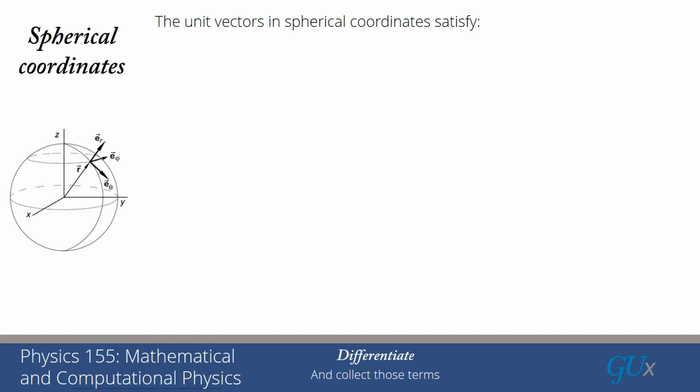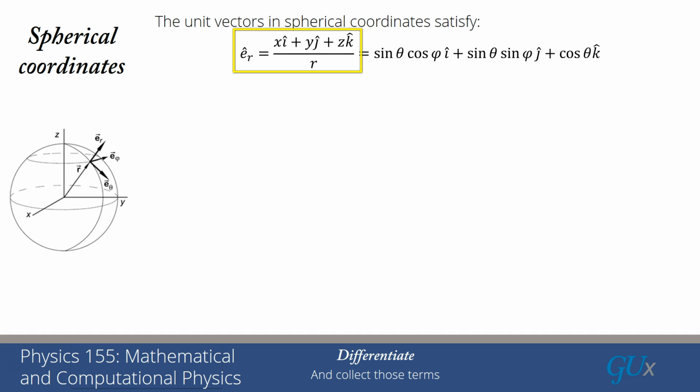So let's try and work out exactly what those unit vectors are. e_r is in the radial direction, so it's going to be x times the unit vector in the x direction plus y times the unit vector in the y direction plus z times the unit vector in the z direction, all divided by r. When I work that out in the spherical coordinates, it becomes sine theta cos phi i hat plus sine theta sine phi j hat plus cos theta k hat.